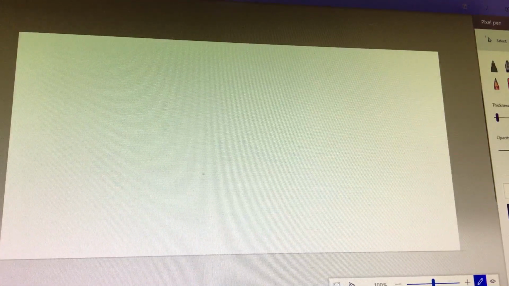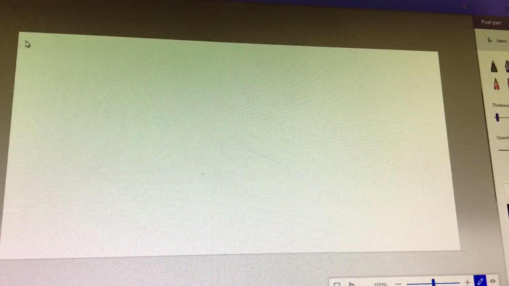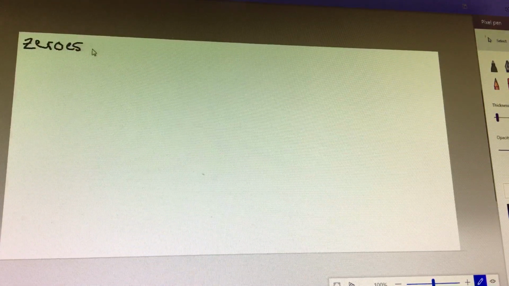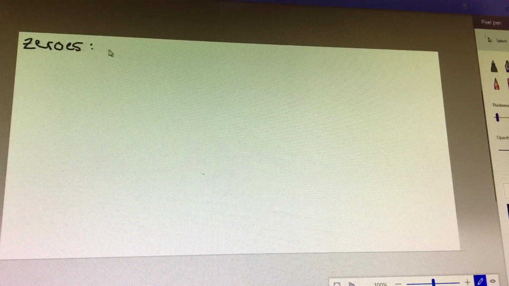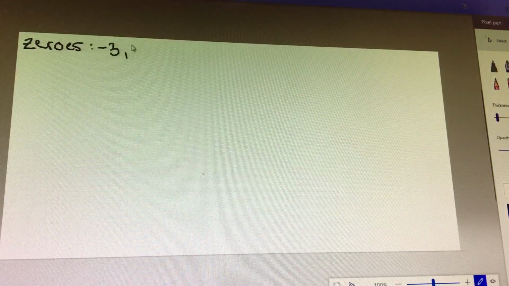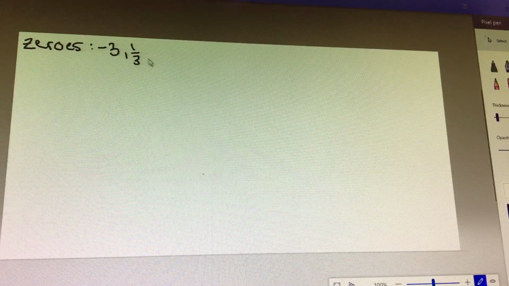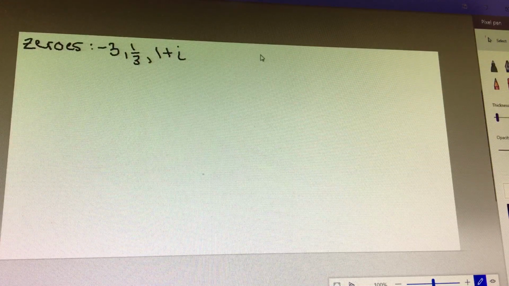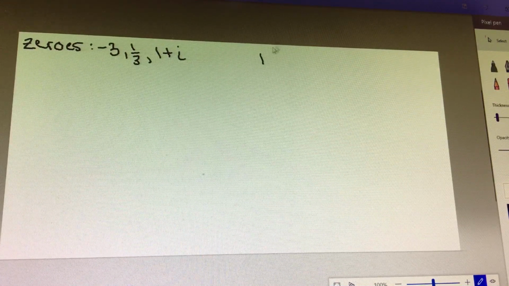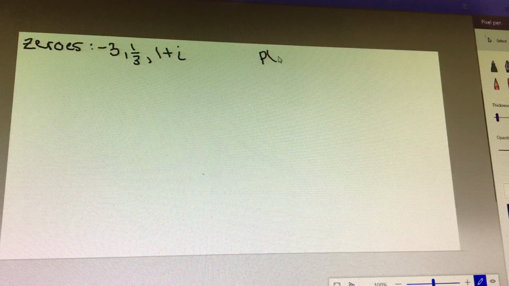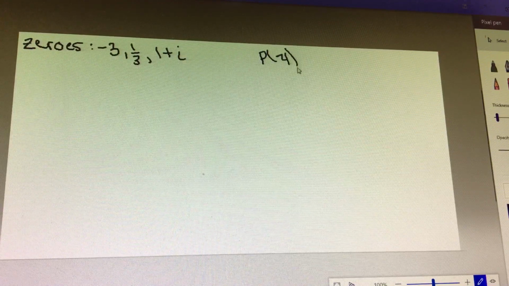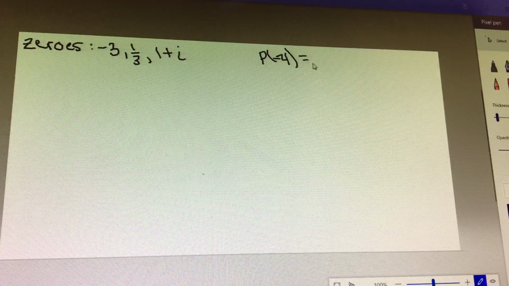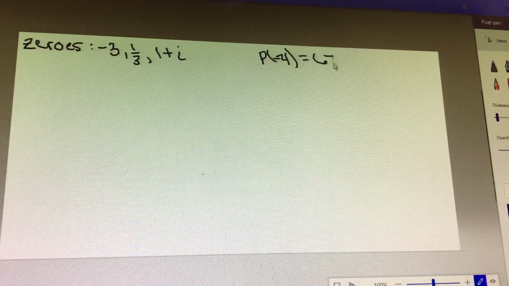Okay, today we are going to be looking at a problem where we are given the zeros of a function. So here are our zeros: -3, 1/3, and 1 plus i. We're also going to be given the condition that p of -4, it's hard to see there, it's a negative in front of there, equals 676.